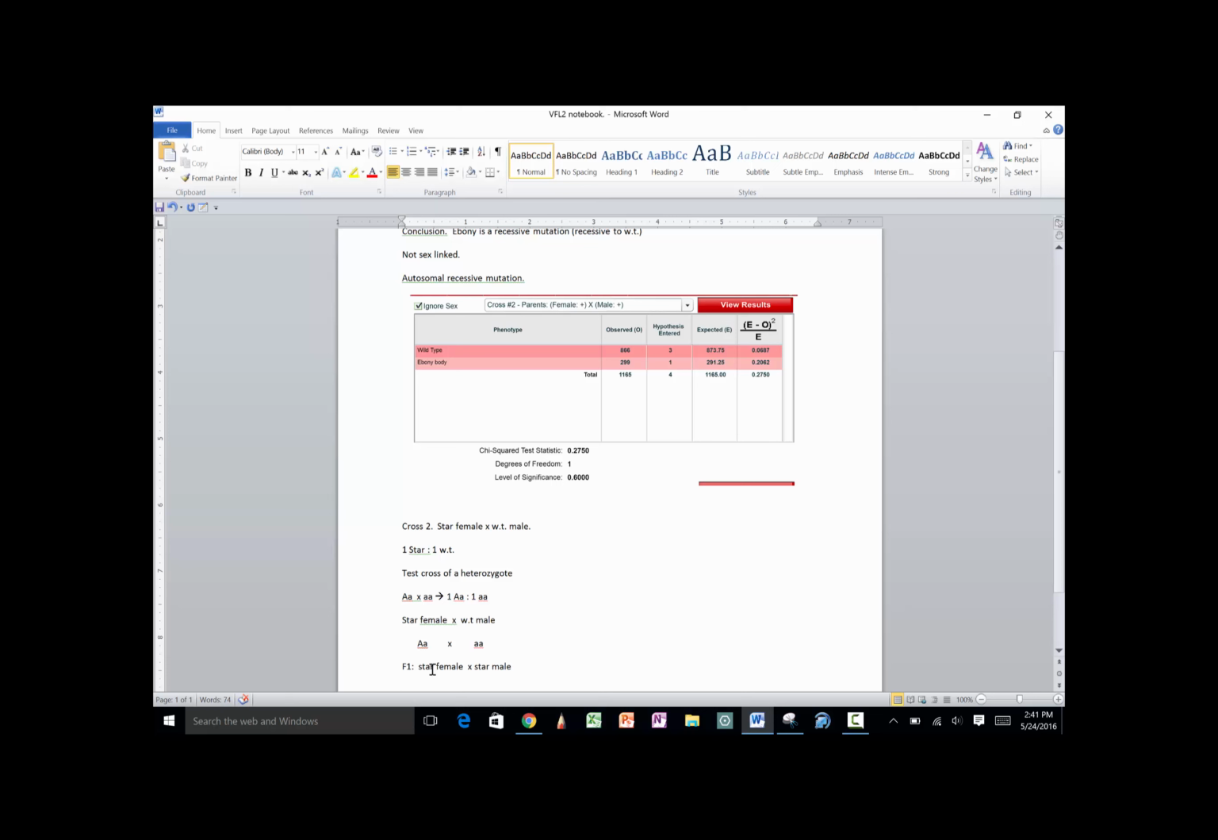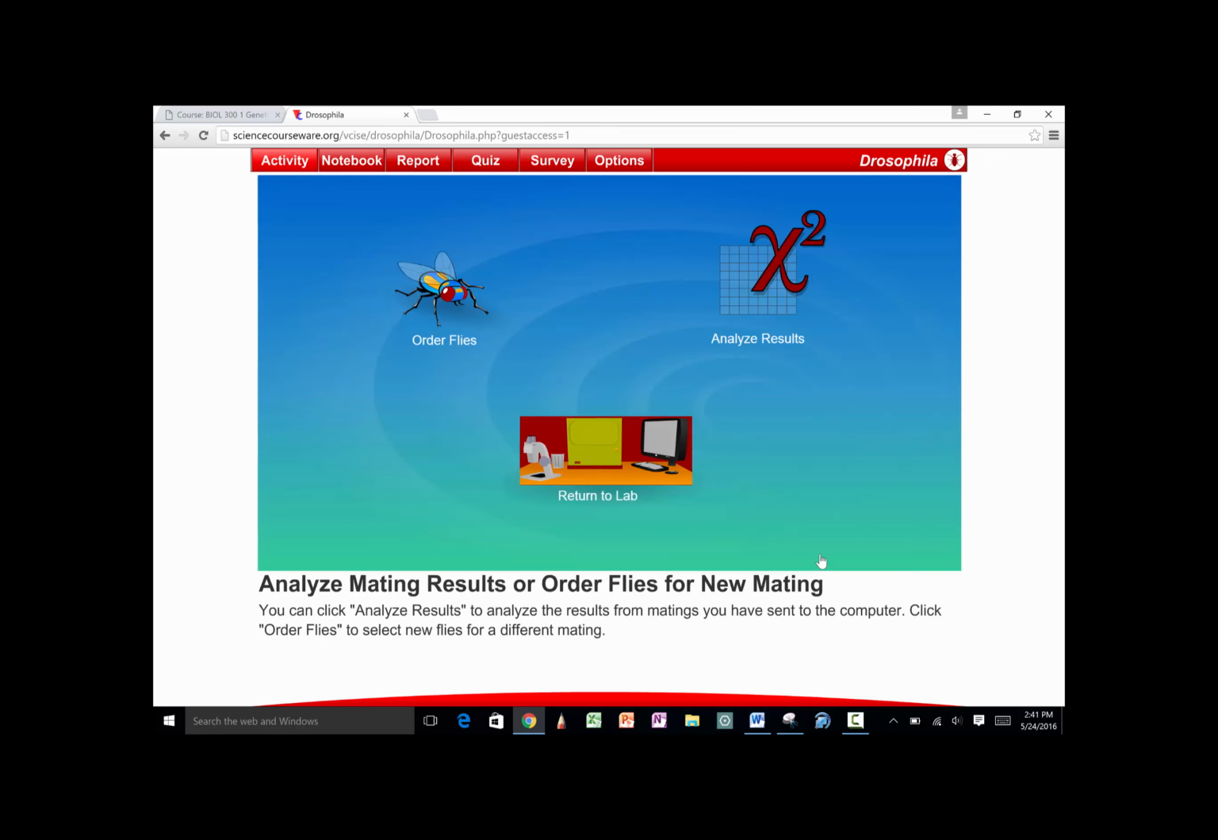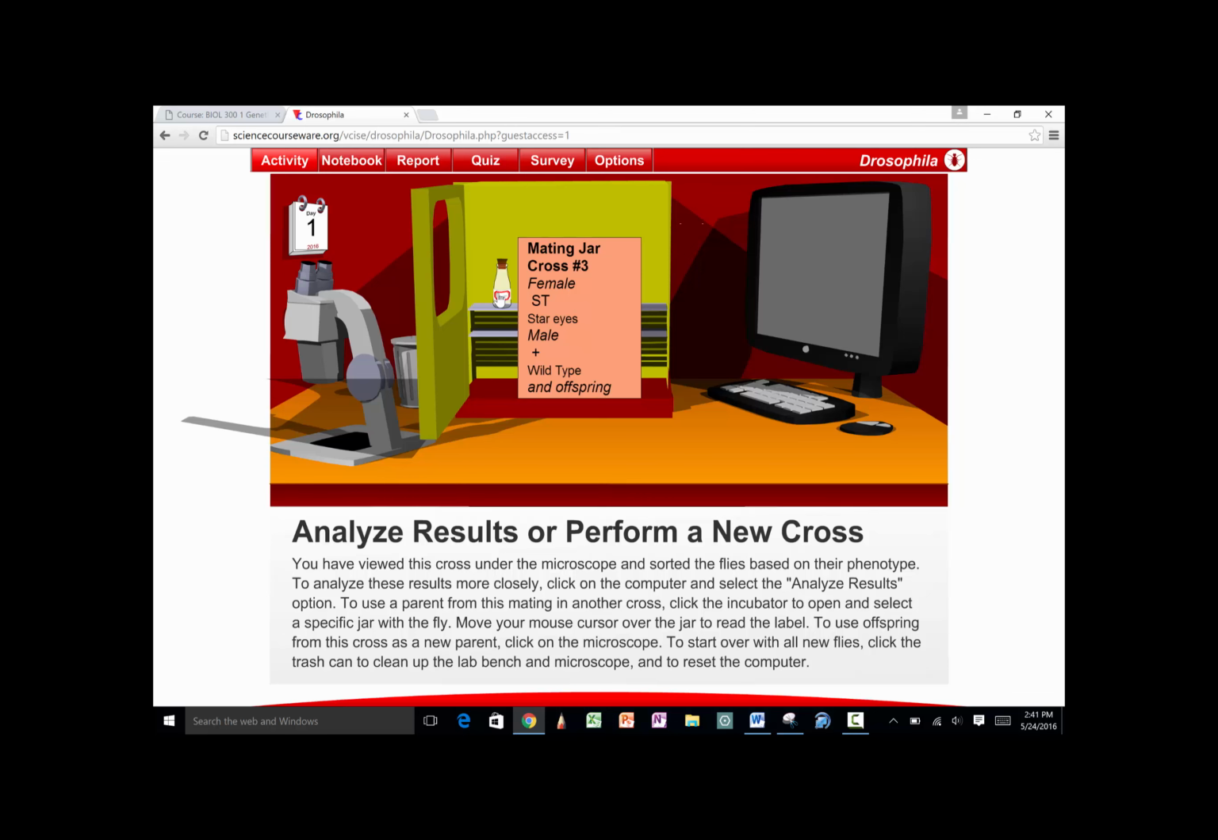Now these are the F1s. Now we could actually buy them again if we wanted to, because we now know that when we buy them from the store, they all have to be heterozygous. But let's just cross these guys. So here's our F1s. Is that our F1s? Yep, so that's our F1s.